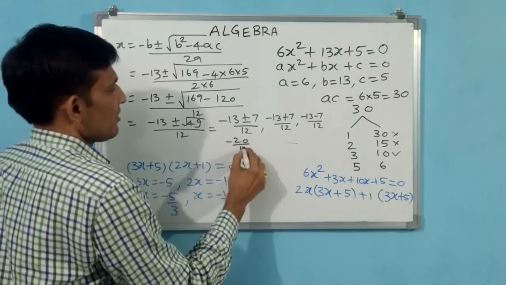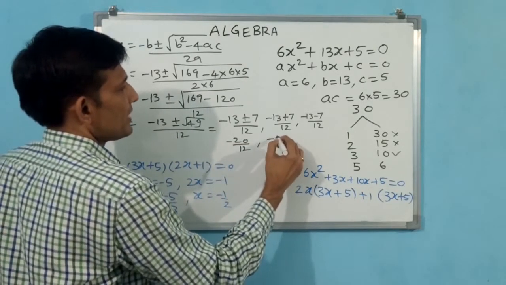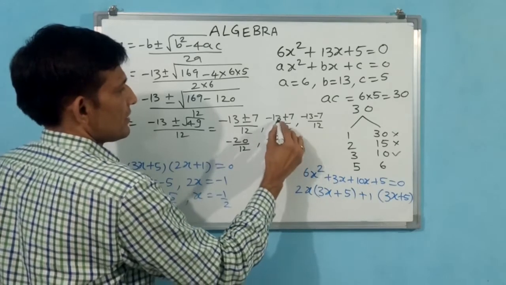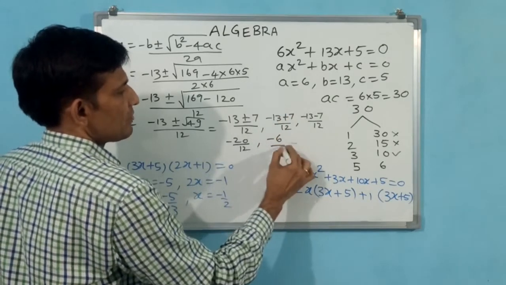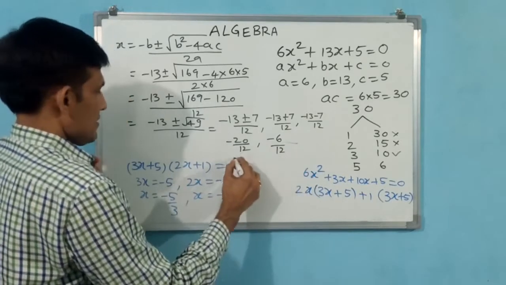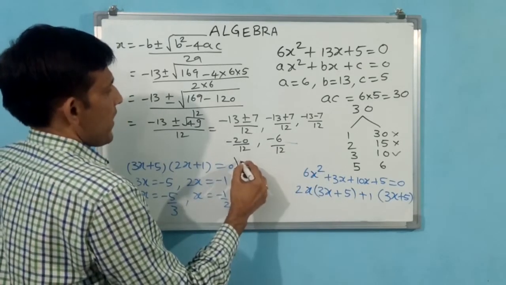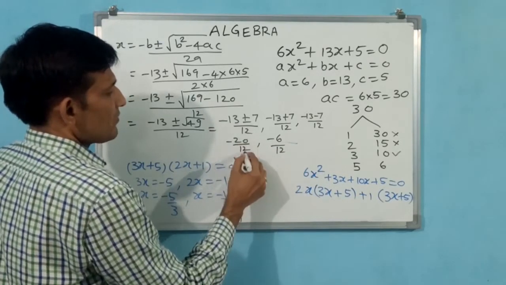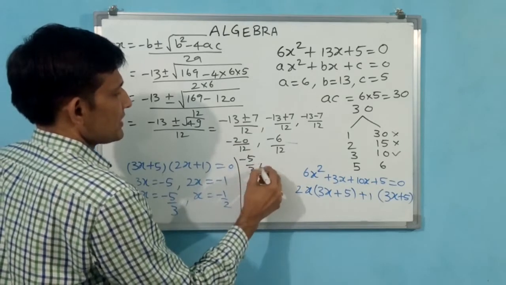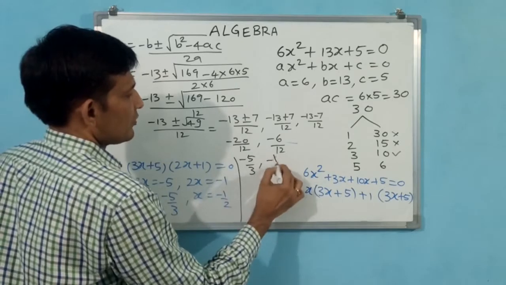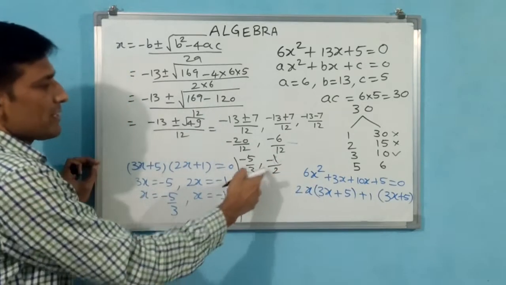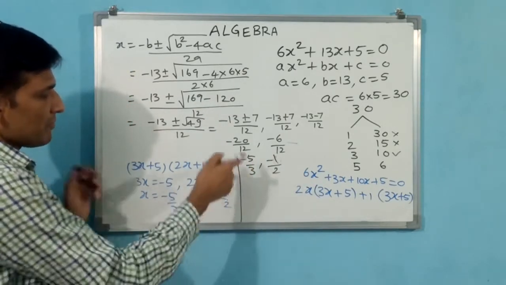Minus 6 by 12 or minus 20 by 12. Why? Because 13 minus 7 is 6. That means minus 6 by 12, which is minus 1 by 2, and minus 20 by 12, which is minus 5 by 3. Minus 5 by 3, minus 1 by 2.